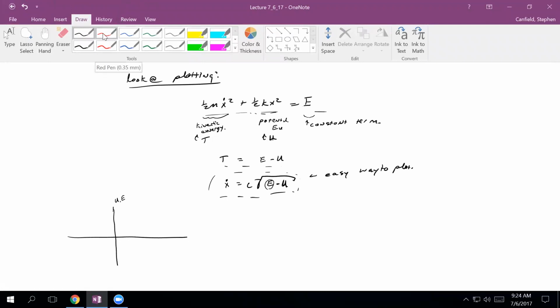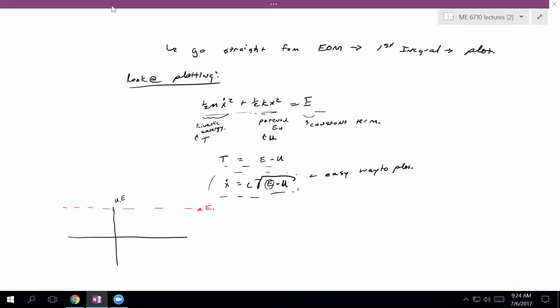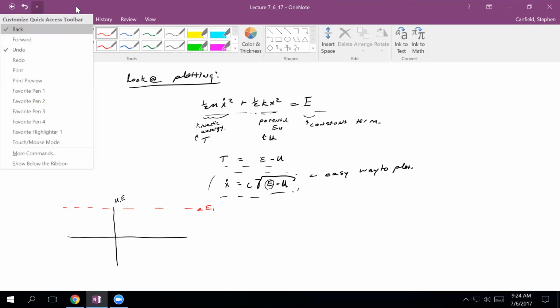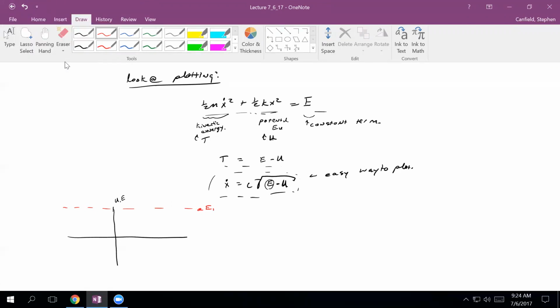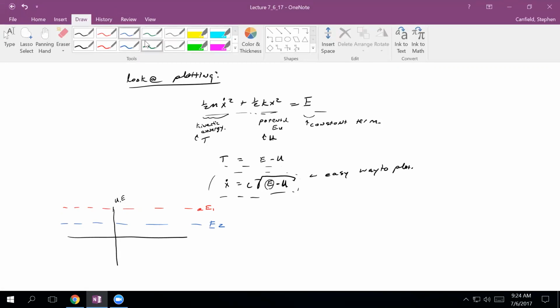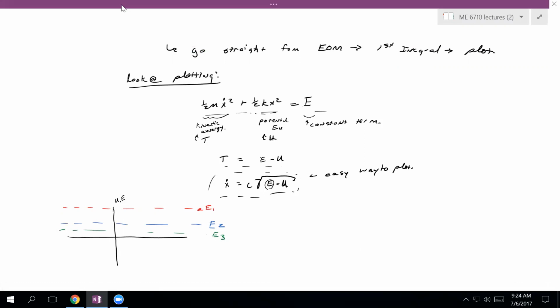All right, I can choose different values of energy. So I'm going to choose an E1. Here's an E2. I mean, I can go on and do this forever, as you can imagine. Here's an E3. Maybe I'll stop there. Okay, so there's 3 E's.